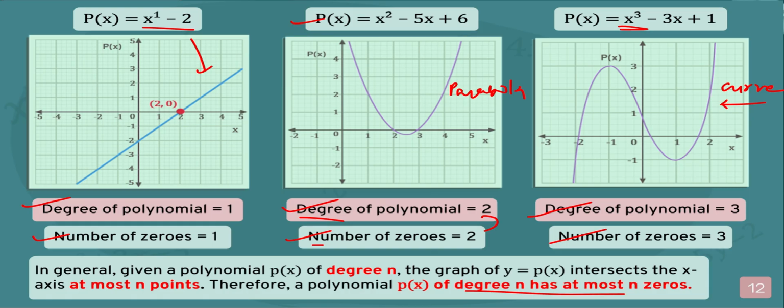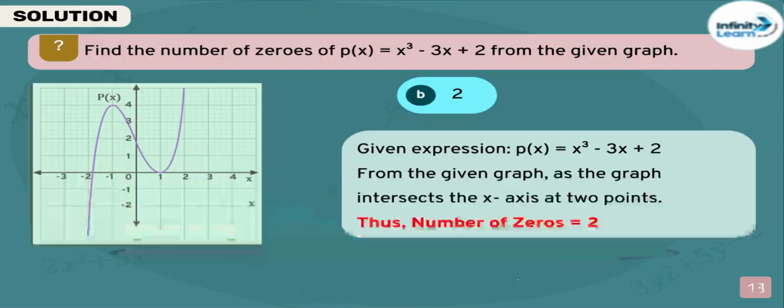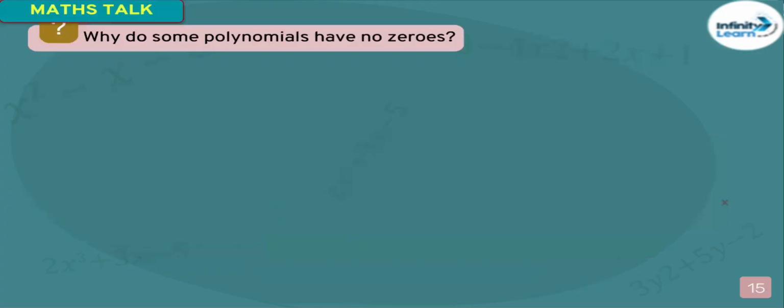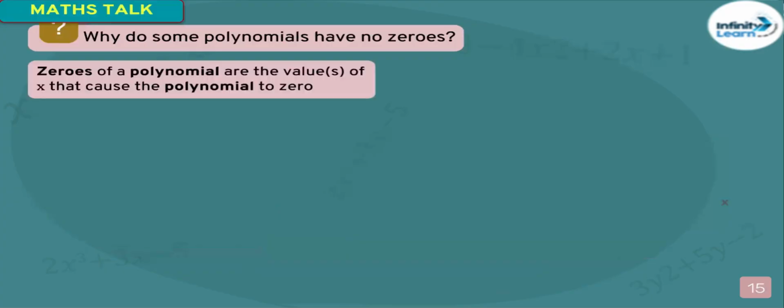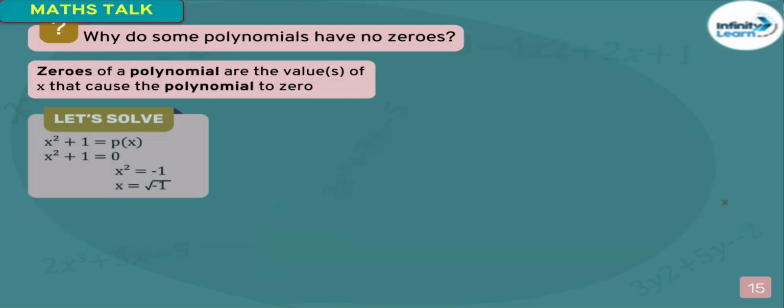Number of degrees is equal to number of zeros. Moving on further. I will give you time to solve the quiz. Don't worry. Why do some polynomials have no zeros? Zero of a polynomial is the value of x at which the particular polynomial becomes zero. That is known as zero of polynomial.